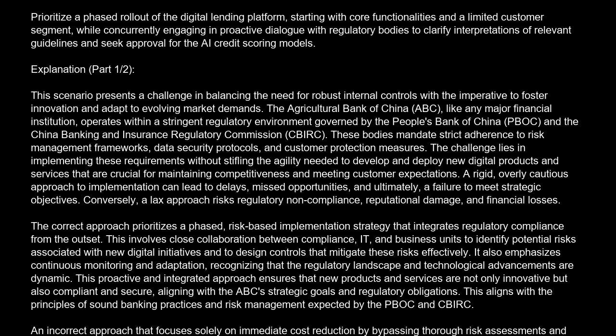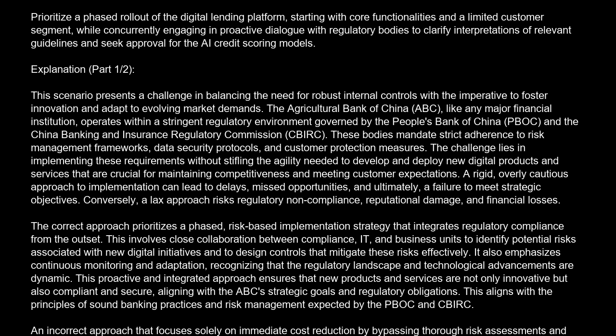A rigid, overly cautious approach to implementation can lead to delays, missed opportunities, and ultimately, a failure to meet strategic objectives. Conversely, a lax approach risks regulatory noncompliance, reputational damage, and financial losses. The correct approach prioritizes a phased, risk-based implementation strategy that integrates regulatory compliance from the outset. This involves close collaboration between compliance, IT, and business units to identify potential risks associated with new digital initiatives and to design controls that mitigate these risks effectively.